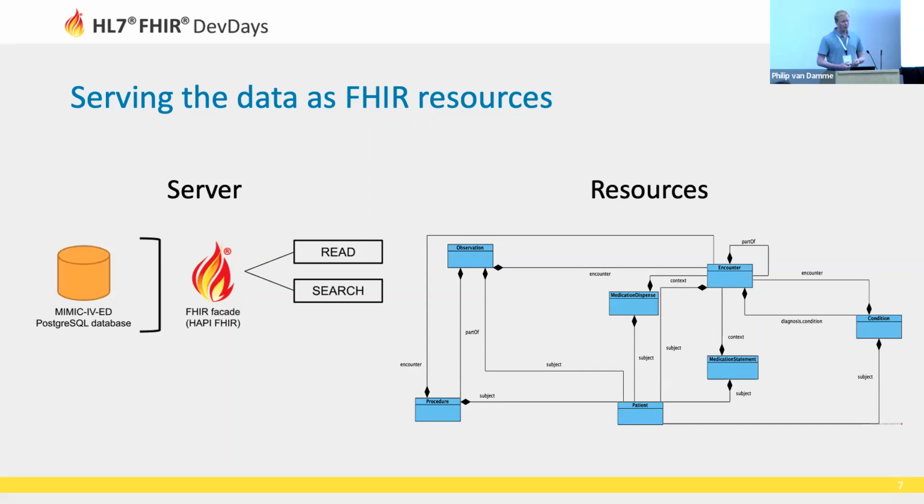So on the left here, you see there's a script. You can load the data into a Postgres database. I then set up a FHIR facade server using FHIR and implemented basic read and search operations, so you can get the data out of the server as FHIR resources. Part of that was actually modeling the data, so mapping the MIMIC ED dataset to FHIR resources. So I wrote profiles for those.